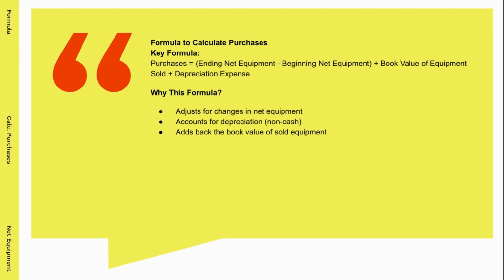So again, I will repeat the formula. Purchases equal ending net equipment minus beginning net equipment plus book value of equipment sold plus depreciation expense. If you remember it this way, then it's good. But if you remember it another way, feel free to rearrange the formula for your own benefit during any question given in the cash flow method.